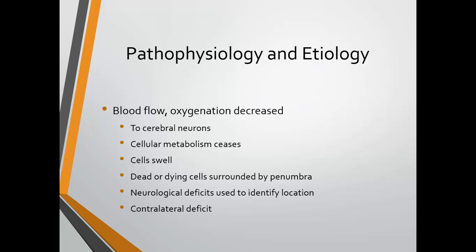of the brain. Your dead or dying cells are surrounded by a penumbra, which is basically a band of minimally perfused cells. The neurologic deficits are used to identify the location in the brain that the stroke has occurred. Your contralateral deficits are symptoms that occur on the opposite side. So basically a stroke that occurs in the right hemisphere of the brain is manifested by deficits on the left side of the body and vice versa.